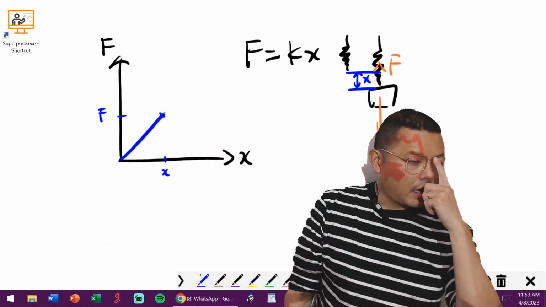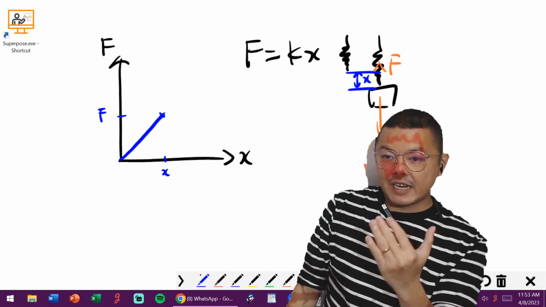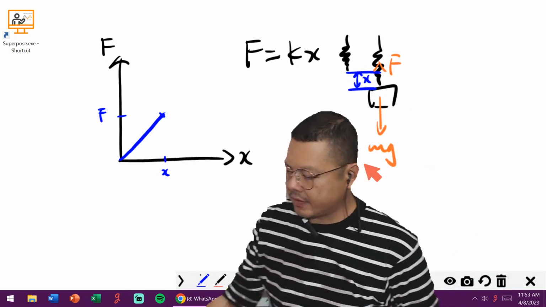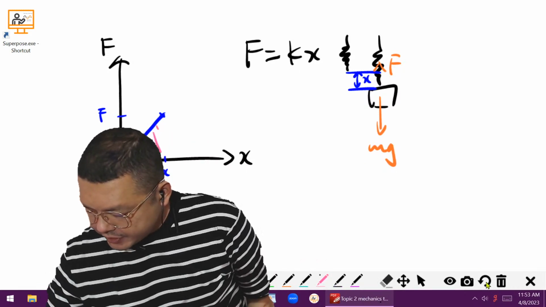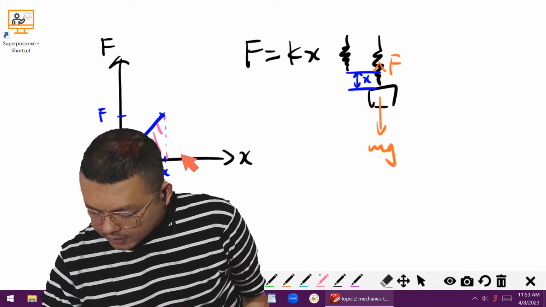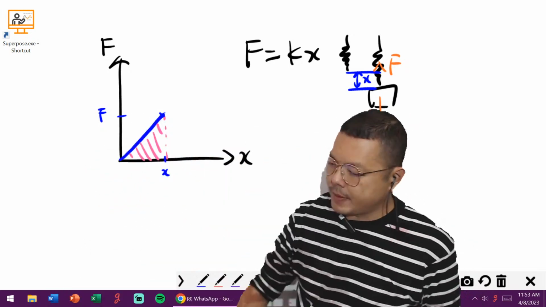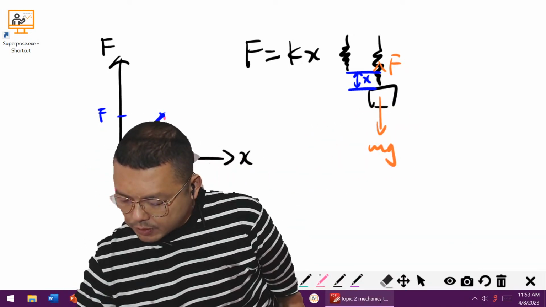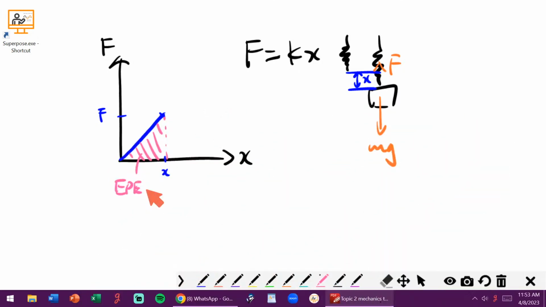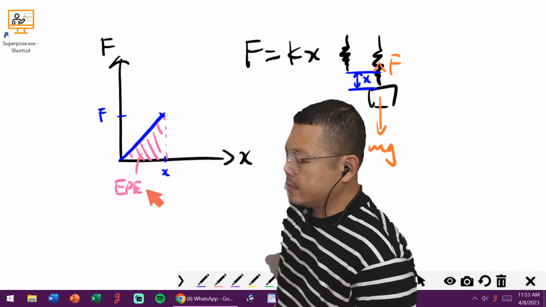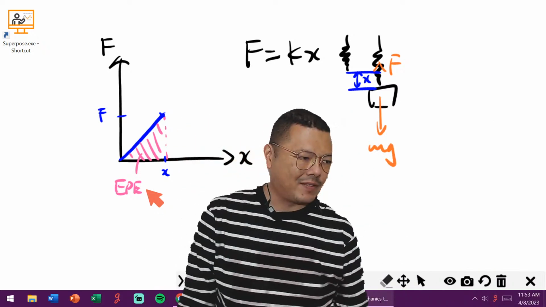And the amount of energy stored in the spring is the area under the graph here. What's the name of the energy? Elastic potential energy. The EPE will be the area under this graph here. Good. Easy stuff, you all know this.